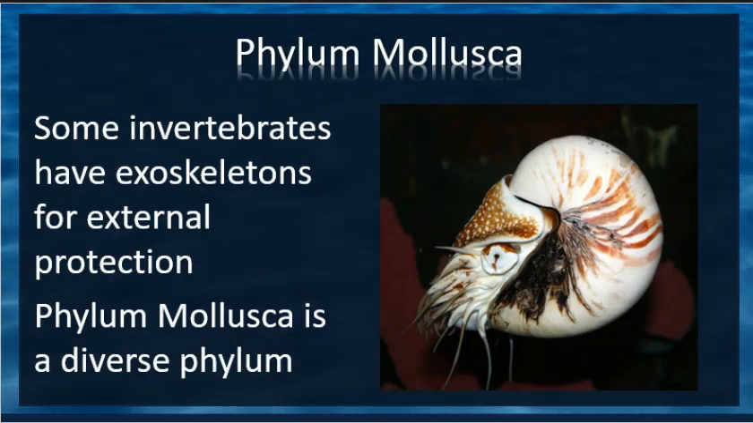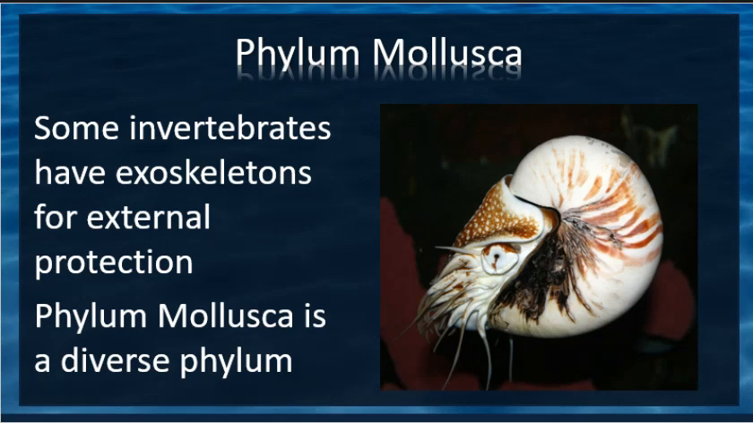All right, phylum Mollusca. Some invertebrates have exoskeletons. That means on the outside of them, like a shell, for external protection. Phylum Mollusca is a diverse phylum. You may know the name of that critter right there, called a chambered nautilus. I actually have one to show y'all today, the shell of it. Was there anything on this slide you had to write down?